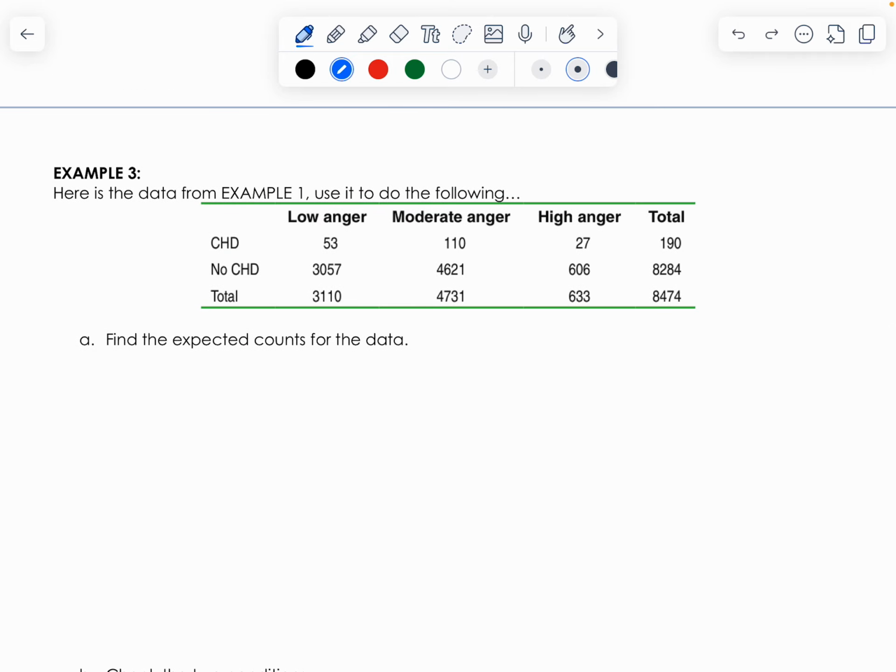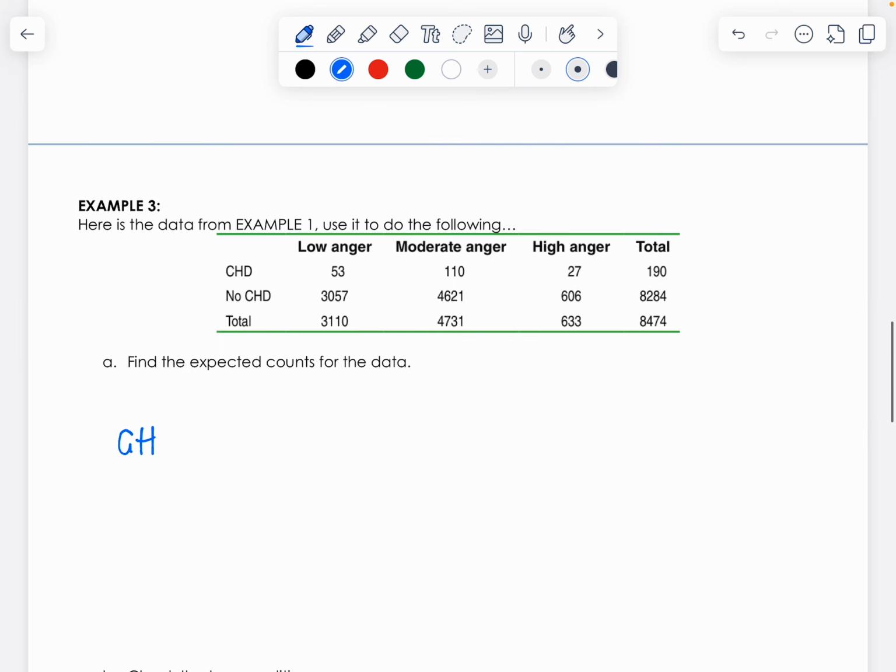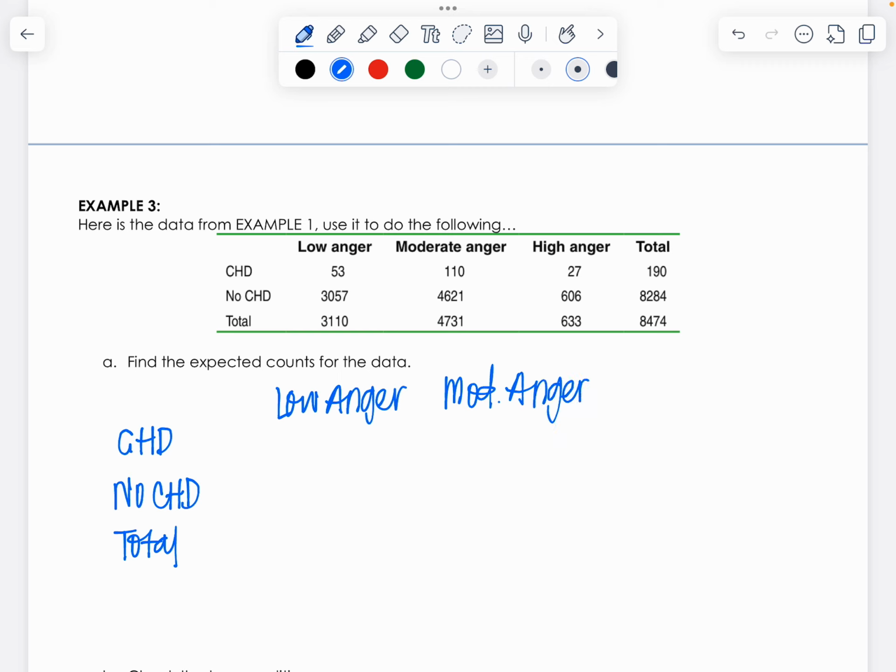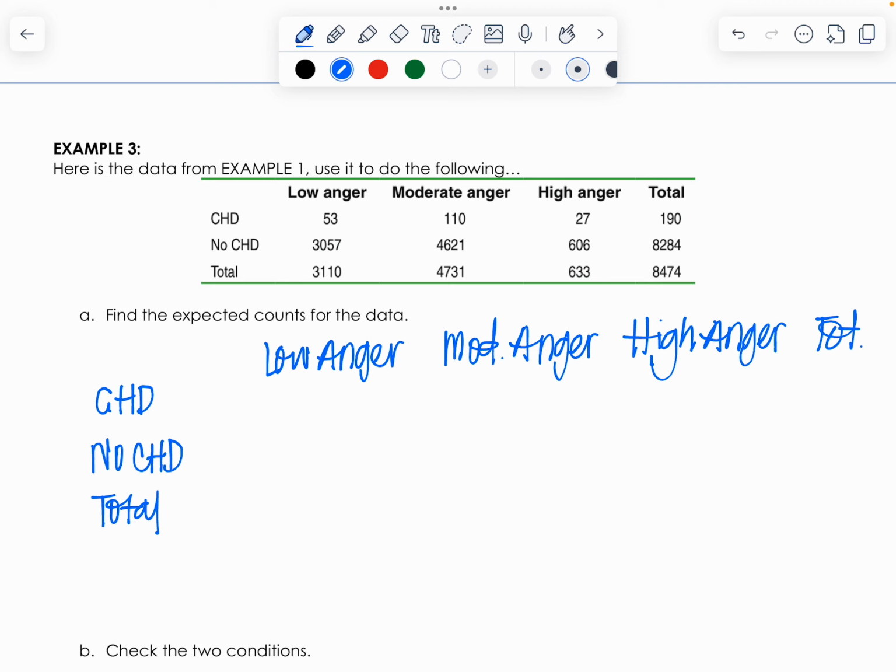All right, so here's the data we had from example 1. We are going to first find the expected counts. And so maybe in this case, we'll just redraw this. So we'll have coronary heart disease, no coronary heart disease, total. And then we'll have low anger, moderate anger, and high anger. Their total there. Okay, so remember our totals all stay the same.